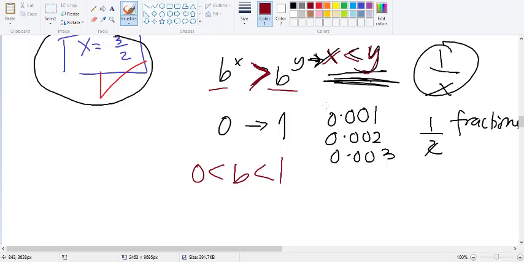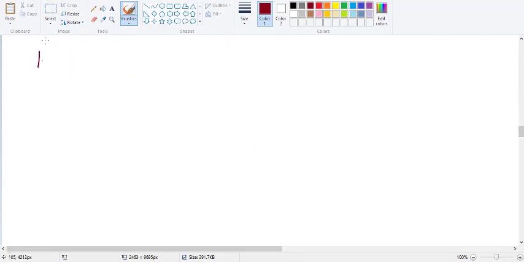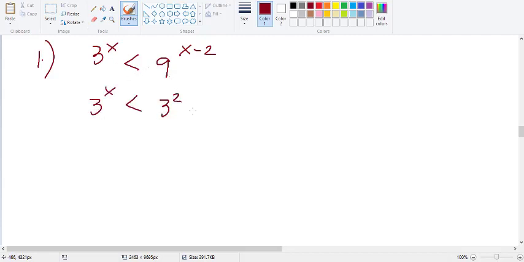Okay? So, let's try solving some inequalities. Let me go here. We have a sample: 3 raised to x is less than 9 raised to x minus 2. The same approach we did earlier with the equation, they should have the same base. So, we know that 9 is 3 squared, so 3 squared raised to x minus 2. And we still use the one-to-one property. So, 2 times x minus 2, and then solve as is.